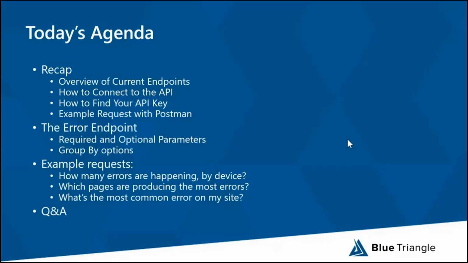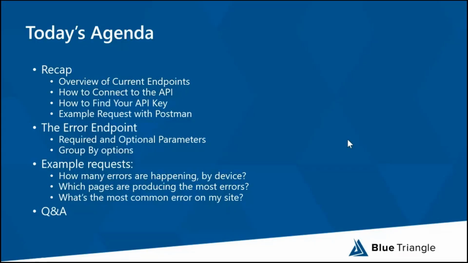And we'll talk about what are the required and optional parameters for the API request. And by the way, everything is going to be in JSON format, as you'll soon learn. And then after that, we'll talk about what kinds of things you can group by and additional options and filtering.